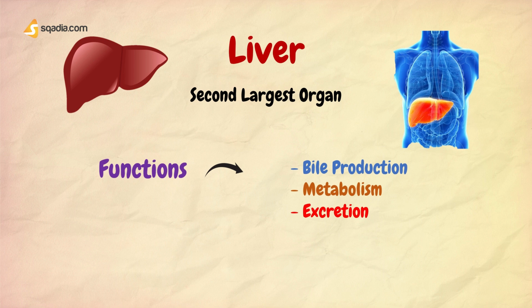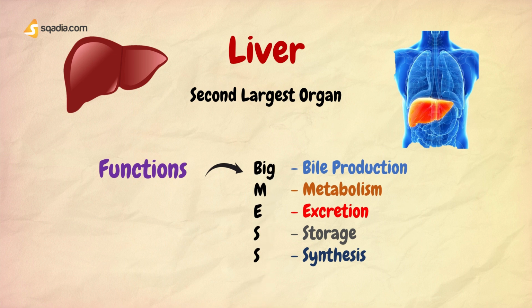In addition to that, it performs the function of storage of glycogen, vitamins, and minerals required for daily life functioning. So it acts as a storage box. The last function is the synthesis of the plasma proteins and the clotting factors responsible for blood clotting. To memorize these multiple functions, we can use the word BIG MESS, where B stands for bile production, M stands for metabolism, E stands for excretion, S stands for storage, and another S stands for synthesis.